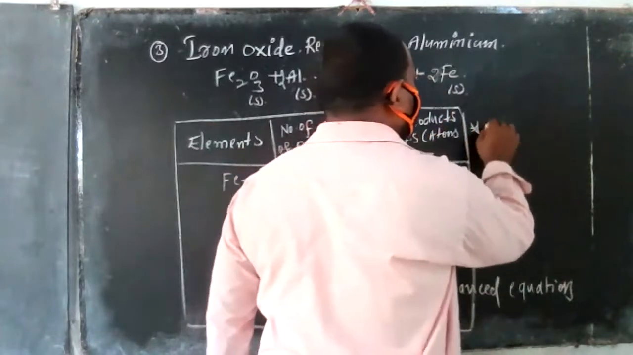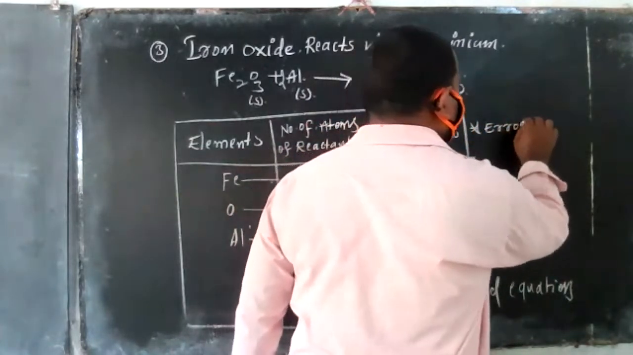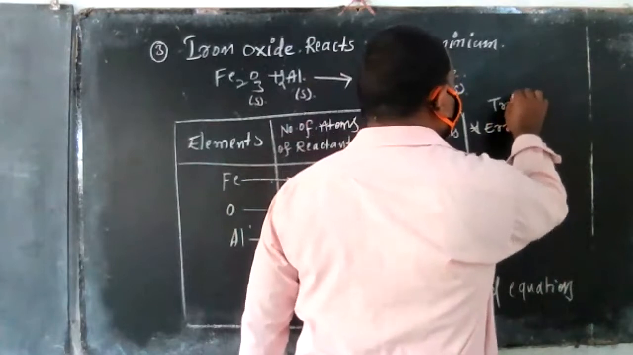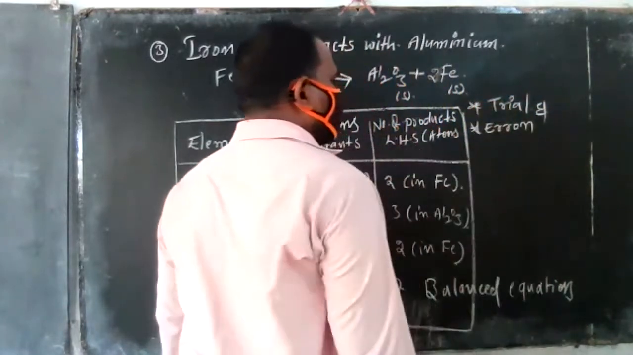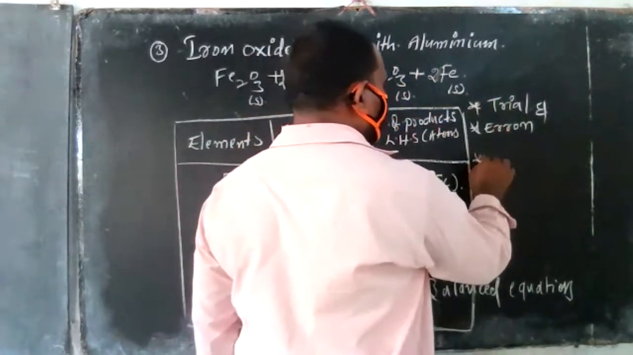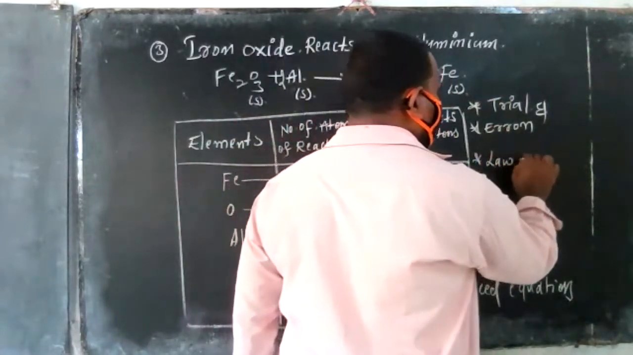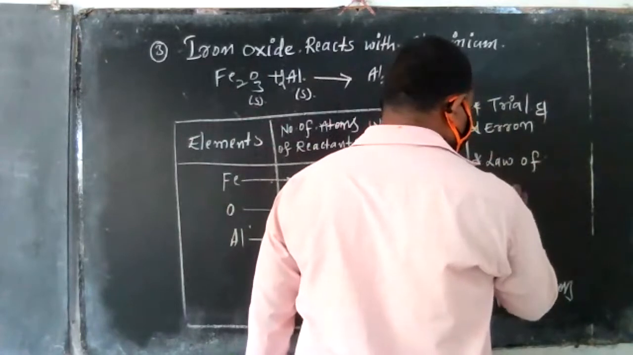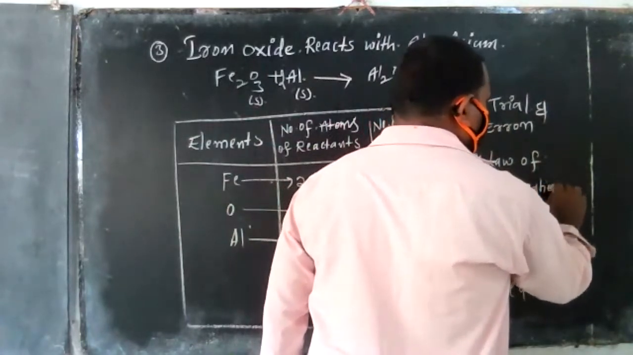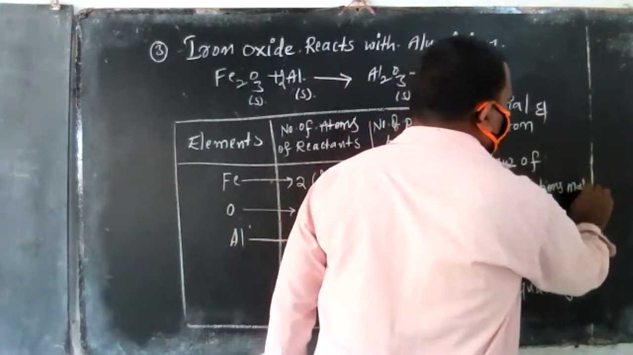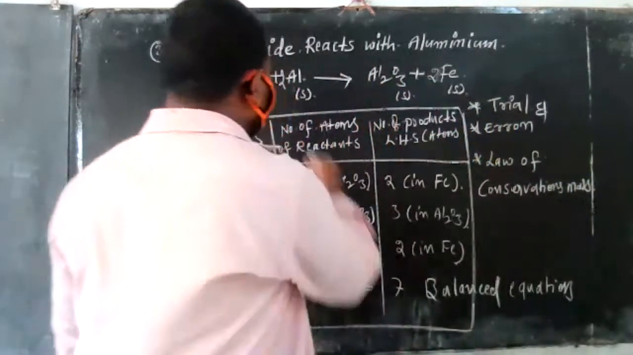So this is what type of method? Trial and error method. This chemical equation depends upon the law of conservation of mass.